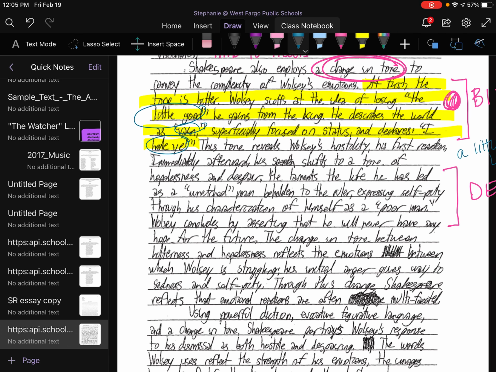So as it continues, it says, immediately afterward, he shifts to a tone of happiness and despair. He laments the life he had led as a wretched man, beholden to a ruler, expressing self-pity through his characterization of himself as a poor man. Again, strong writer, because they can just kind of grab pieces of the evidence.